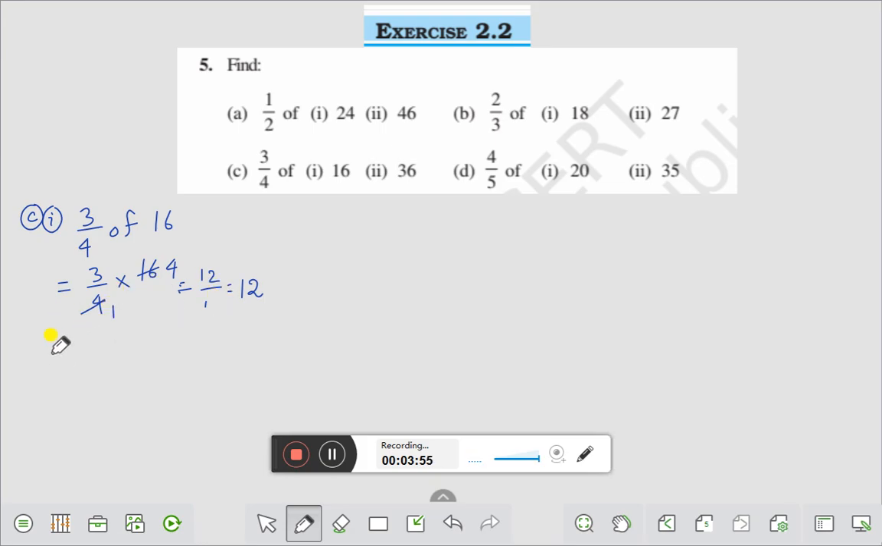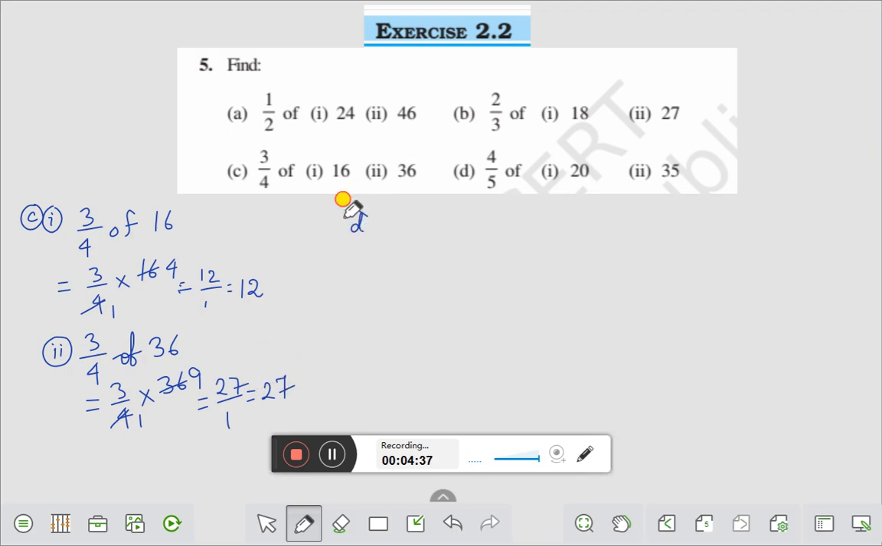Now question number C2 is 3 by 4 of 36. Therefore this will be equal to 3 by 4 of, means multiply, 36. That is 4 1 is 4, 4 9 is 36. Therefore 3 9 is 27 by 1, that comes to 27. Right?